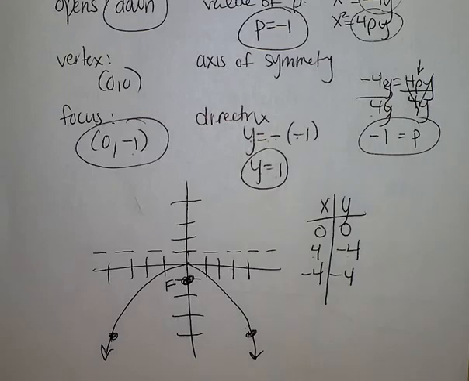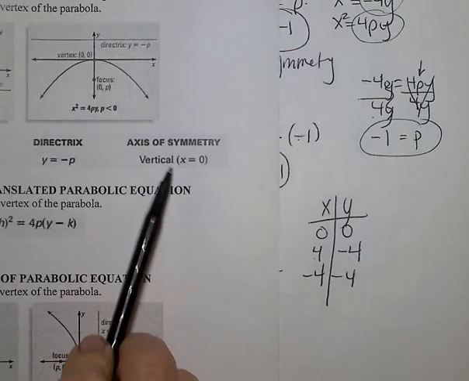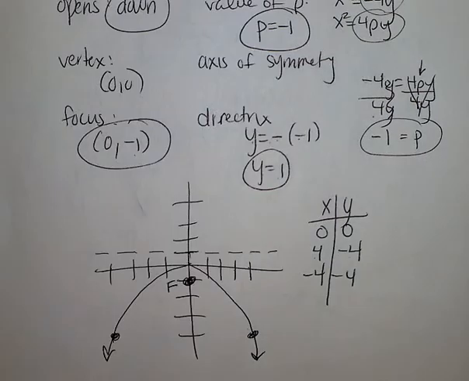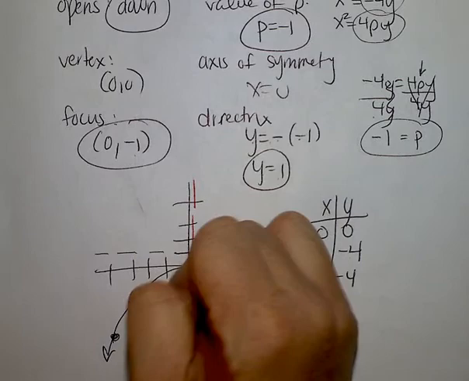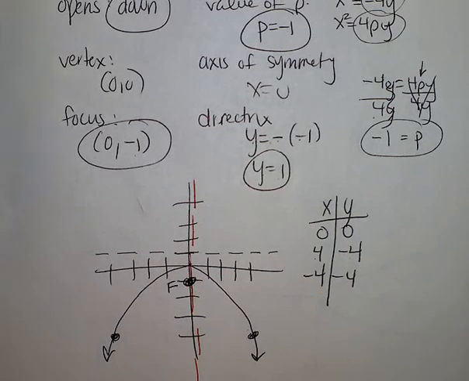Your axis of symmetry is the equation x equals 0. So that cuts this parabola in half, making it symmetrical.